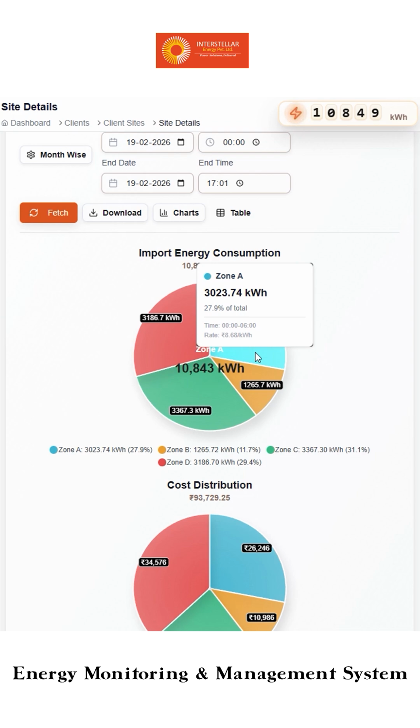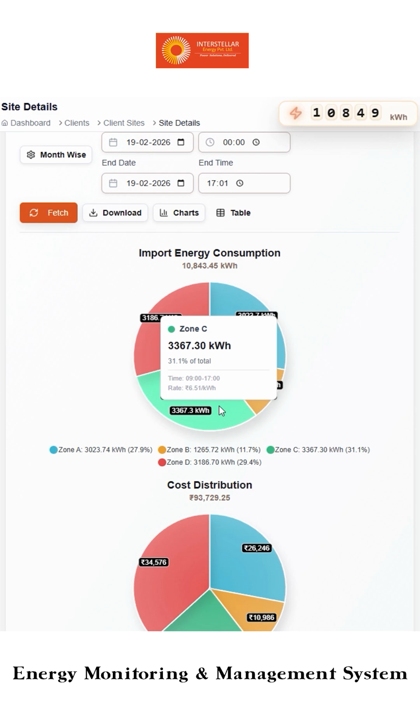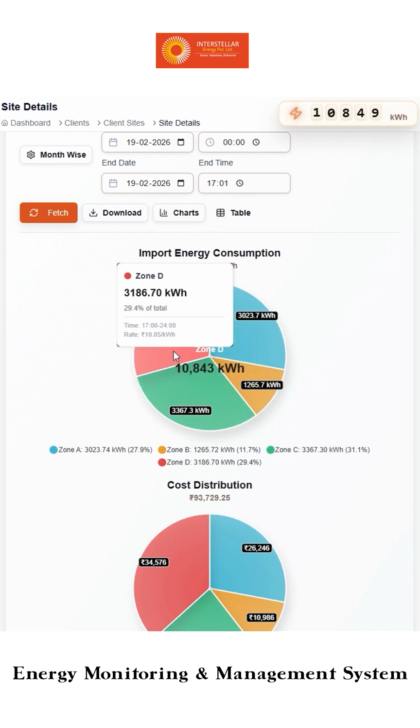The first zone is Zone A, which is from 12 o'clock midnight to 6 o'clock am. After that comes Zone B, which is from 6 am to 9 am. The third is Zone C, which is from 9 am to 5 pm. The fourth and last zone is called peak hours, which is from 5 pm to 12 midnight. During these peak hours, the power supply is charged at a slightly higher rate. Because of this, we need to pay some additional charges.